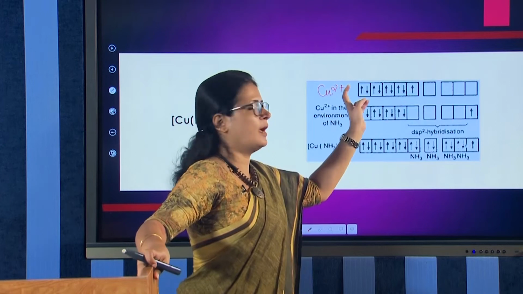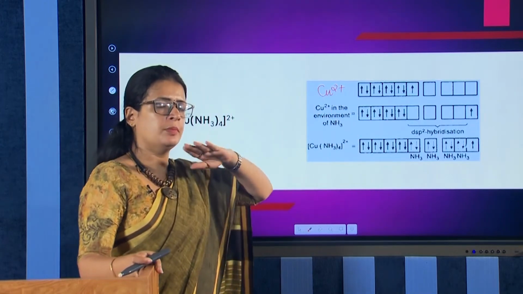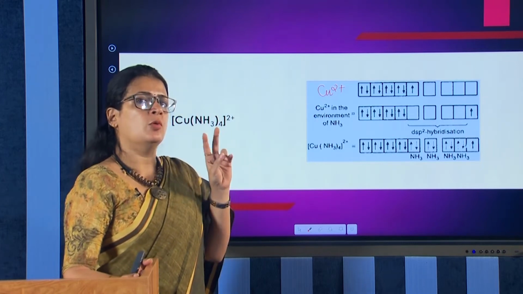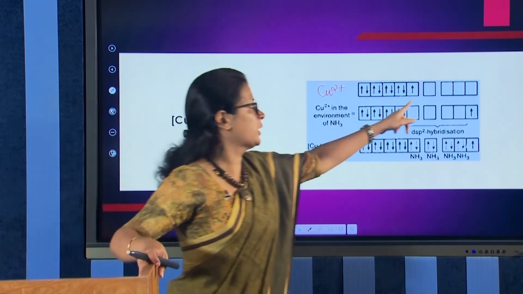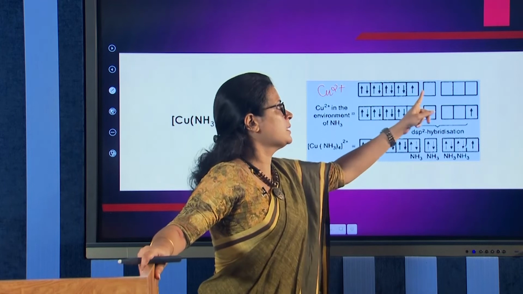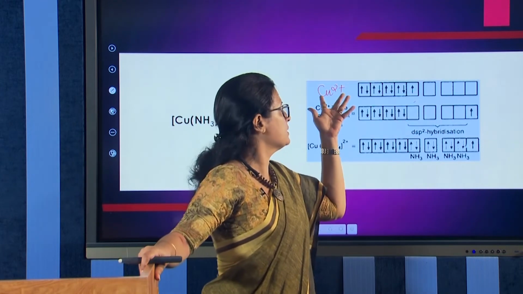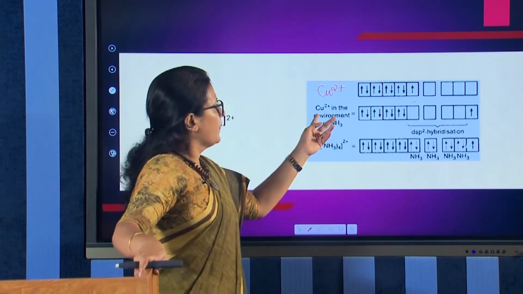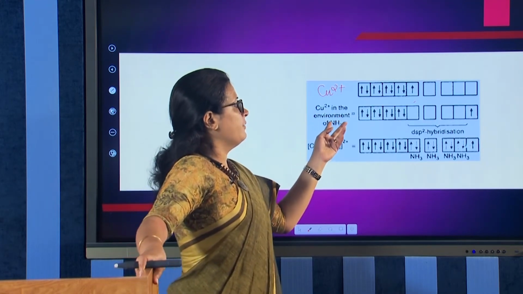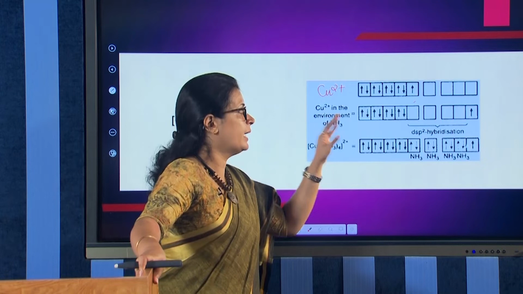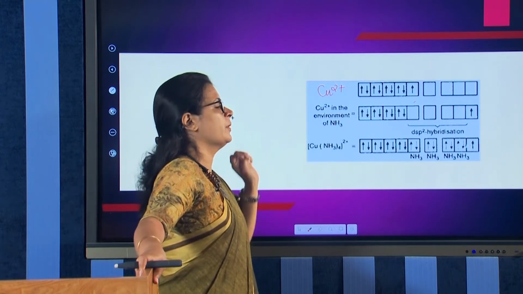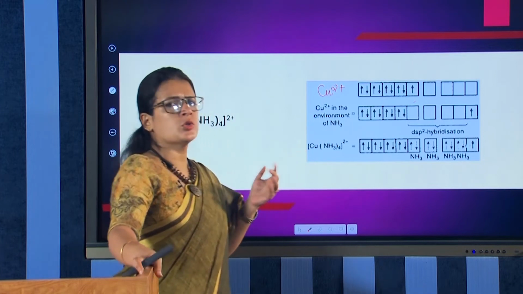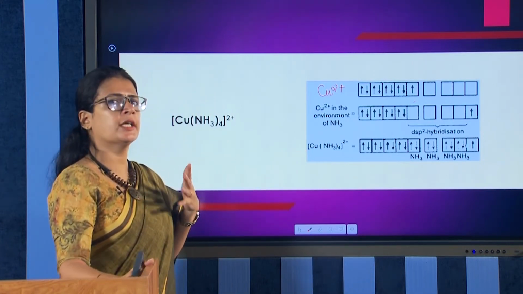Actually, the metal copper has the electronic configuration 4s2 3d9. So, for Cu2+, 2 electrons will be gone, and this Cu2+ electronic configuration is written here. Now Cu2+ in the environment of ammonia, when ammonia ligands are approaching this copper 2+ ion, what will happen? This ammonia has a higher field strength.